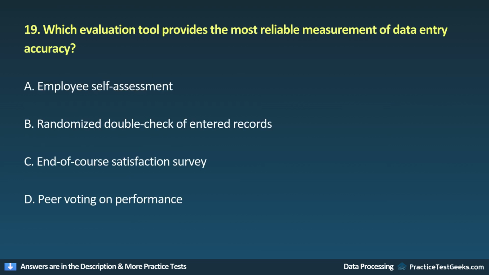19. Which evaluation tool provides the most reliable measurement of data entry accuracy? A. Employee self-assessment. B. Randomized double-check of entered records. C. End-of-course satisfaction survey. D. Peer voting on performance.